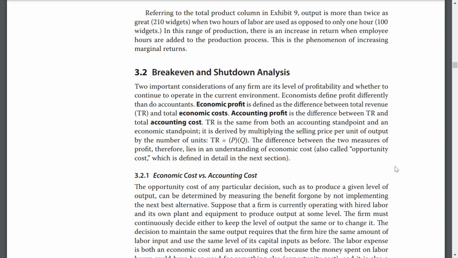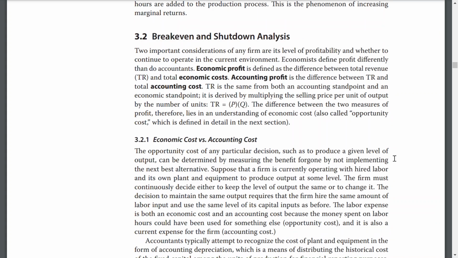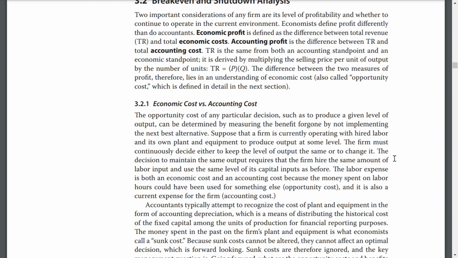It is derived by multiplying the selling price of a unit of output and the number of units. TR equals P times Q. So total revenue equals price multiplied by quantity. The difference between the two measurements of profit, therefore, lies in the understanding of economic costs, also called opportunity cost, which is defined in detail in the next section, 3.2.1, economic cost versus accounting costs.